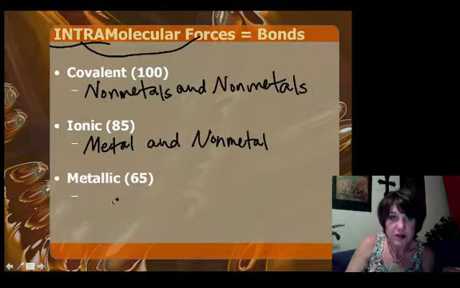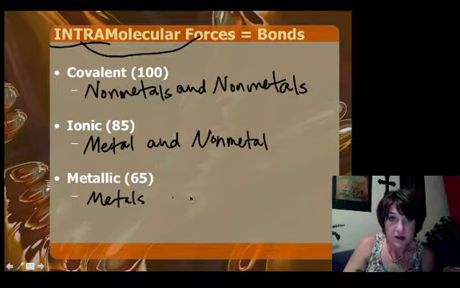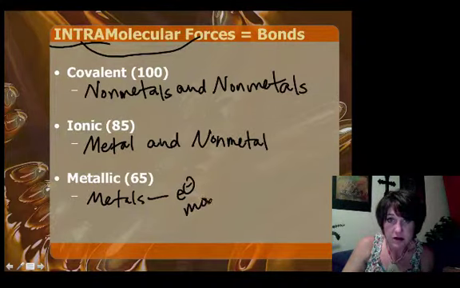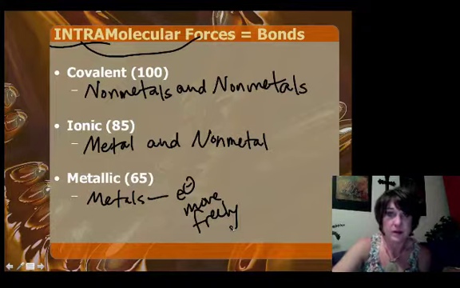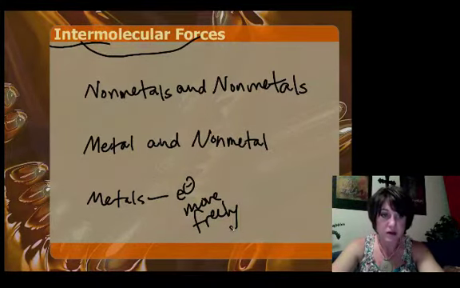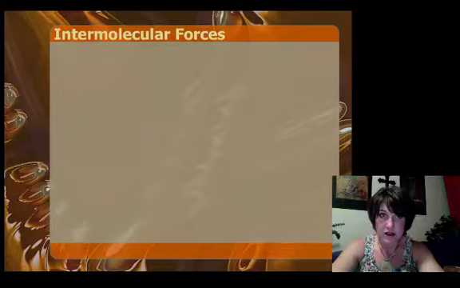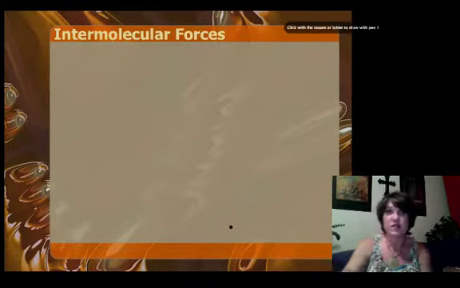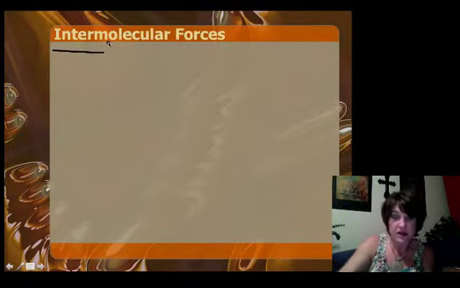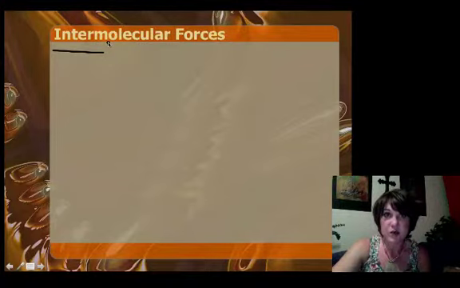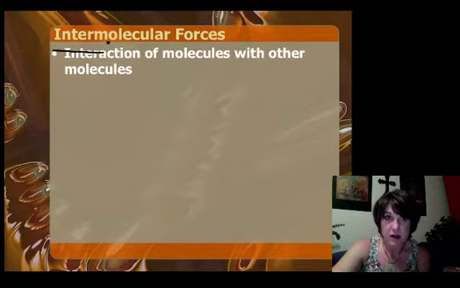Finally, the metallic bonds are bonds between two different types of metals. And these are the weakest, with only about 65% of the strength of a covalent bond, because the electrons simply move freely throughout the entire structure. So those are the types of intramolecular forces. Now we're going to change our focus to intermolecular forces, the types of forces between molecules, not within molecules.